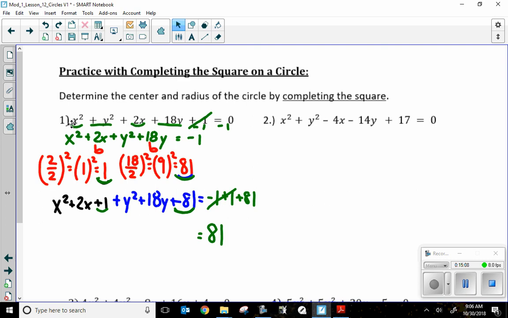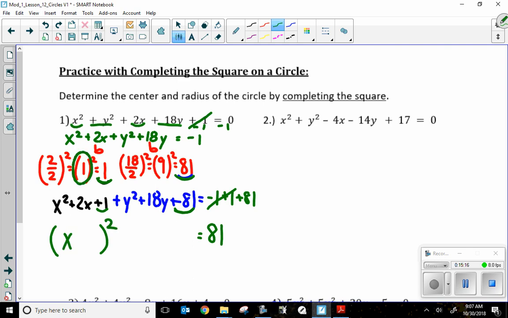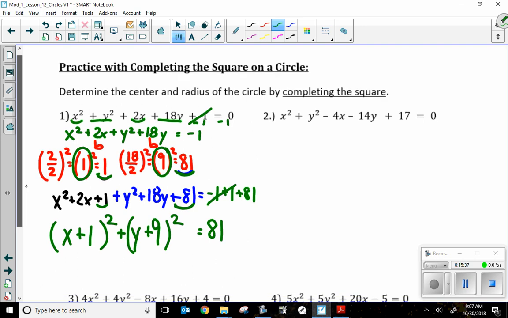I have completed the squares, friends. This is x something something squared. What's in parentheses here? A positive 1 goes in parentheses here. Plus y, plus or minus something something squared. What was in parentheses here for my y's? Positive 9 goes in parentheses here with my y. All right, now we're done.